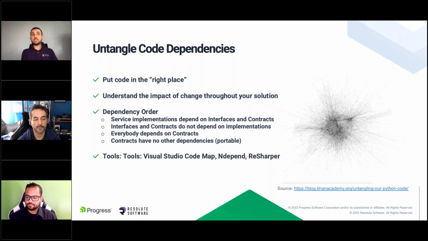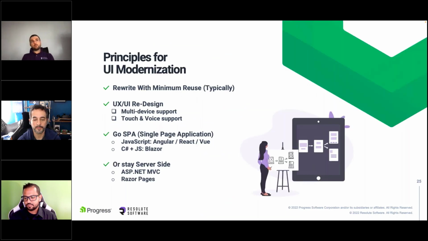We have different tools that can help us here. Visual Studio Code Map is great, and NDepend and ReSharper are typical commercial tools that we use in this space. All right. And finally, UI modernization.